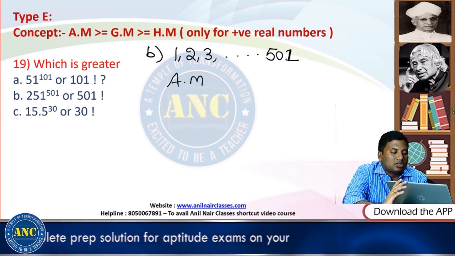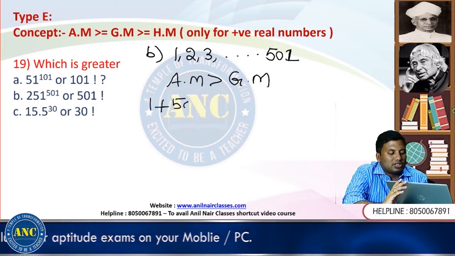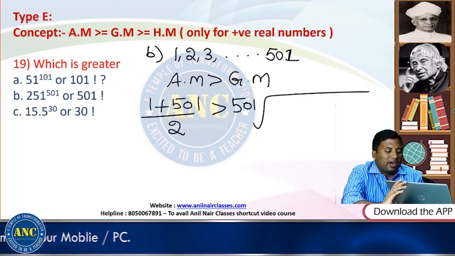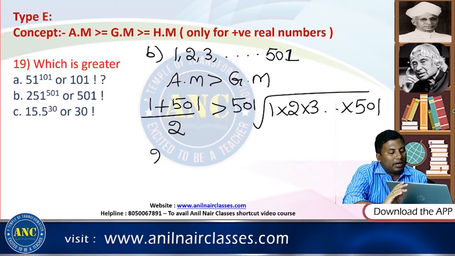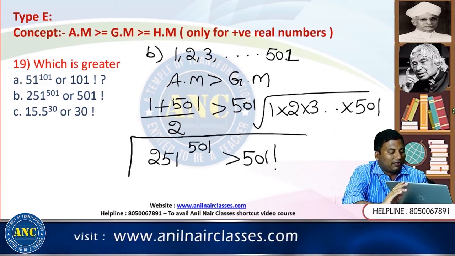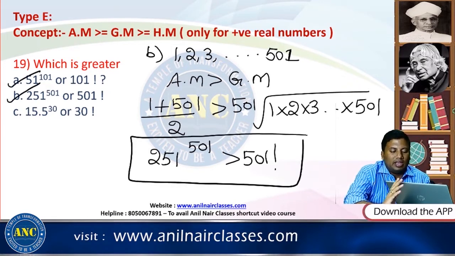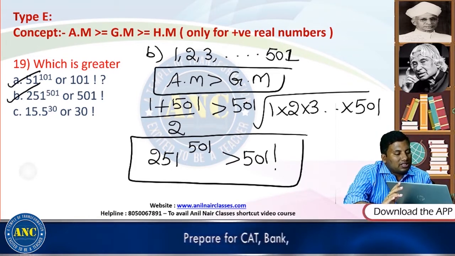Arithmetic mean is always greater than geometric mean. Arithmetic mean is first term plus last term by 2, is greater than geometric mean, 501th root of 1 into 2 into 3 and so on up to 501. 502 by 2 is 251. 251 power 501 is always greater than 501 factorial. I hope the second one is also clear. Very simple idea. AM is always greater than GM.